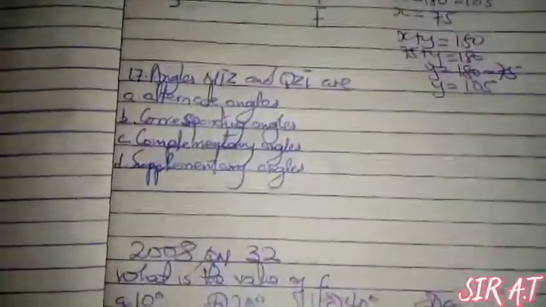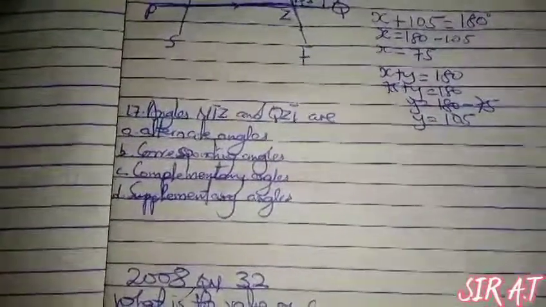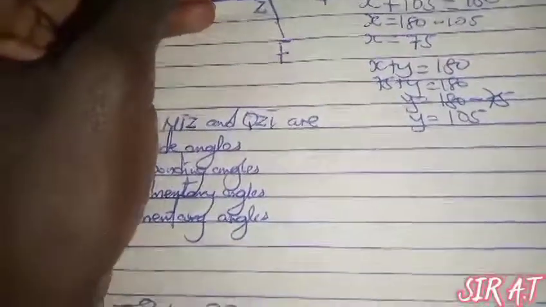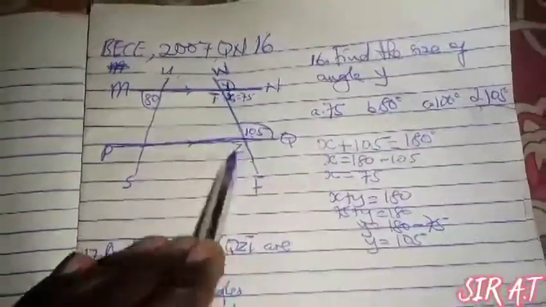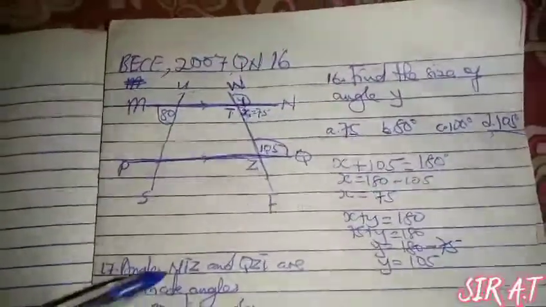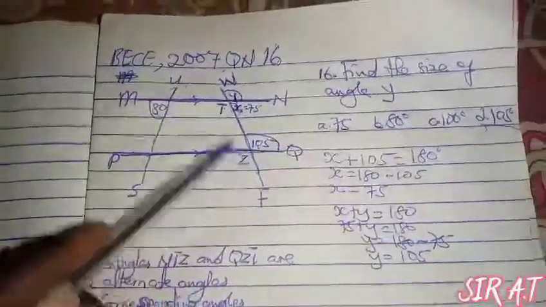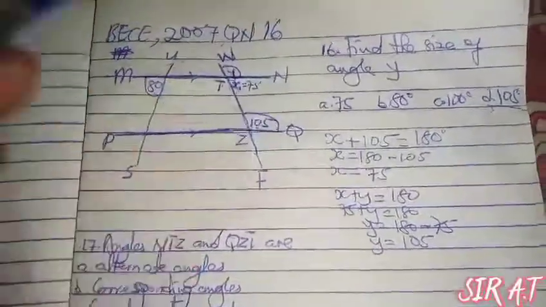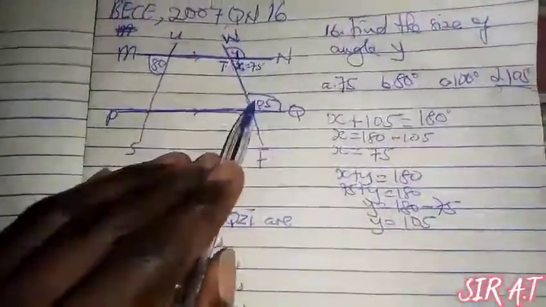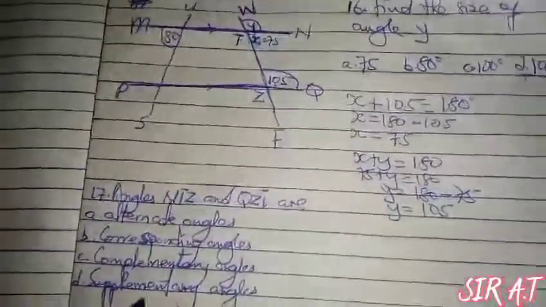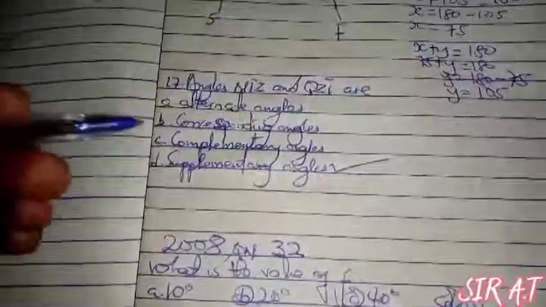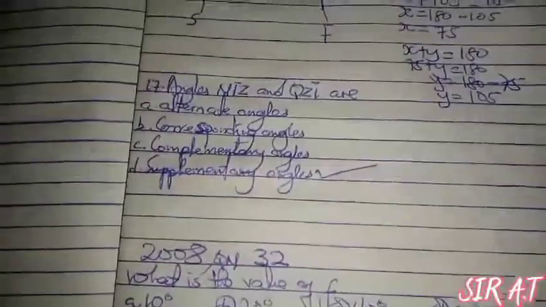Let's look at 17. It's asking us angle NTZ. This is NTZ. So it means here where we have put the X here, which is 75. This is NTZ, so this is that angle. And then angle QZT, so that is this angle. So what is the relationship between this and that? When you put them together, we are getting 180. So that is supplementary angles, because it is what you call co-interior. They sum up to 180.